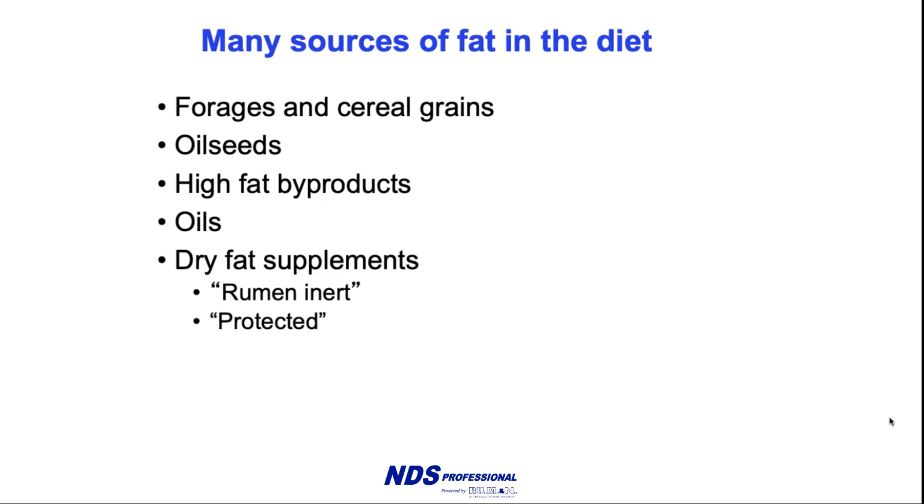Next, start thinking about oil seeds and high fat byproducts that are smaller parts of our diet, but they're high in fat concentration and are bringing in a good number of grams of fat. On top of that, we may have some oils or tallow coming into the diet. And then the last thing is our dry fat supplements. Some people might call these rumen-inert or protected, but these are fat supplements we're selecting to achieve different things in our diet based on the fatty acid profile of those products.